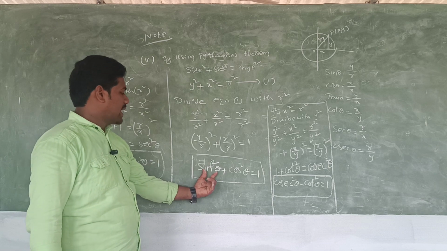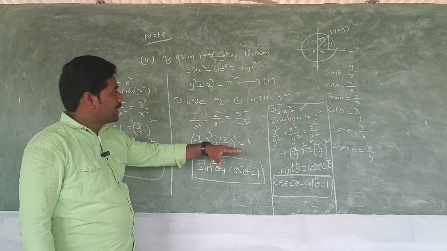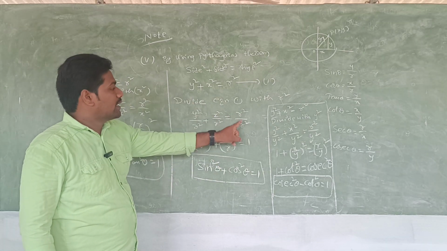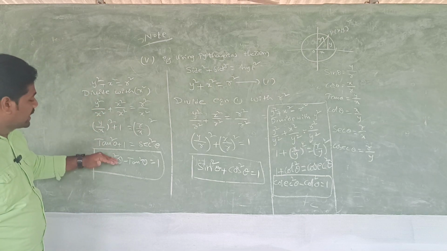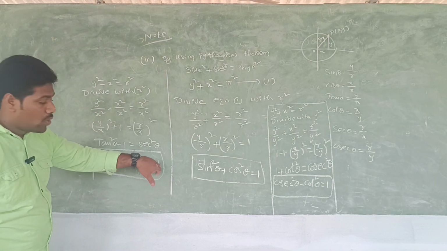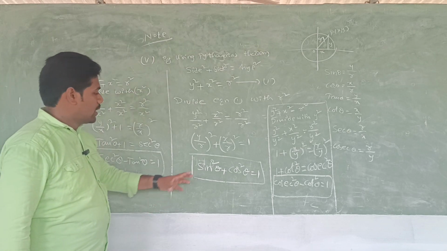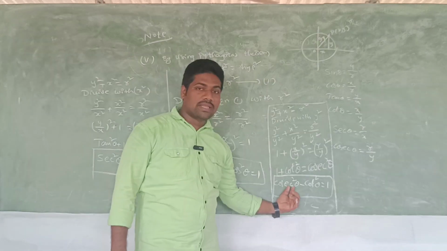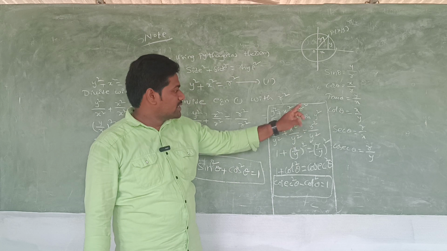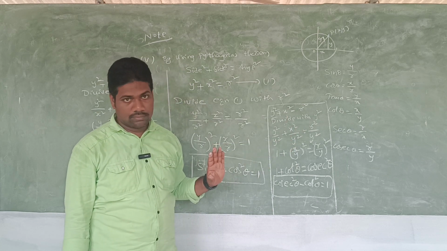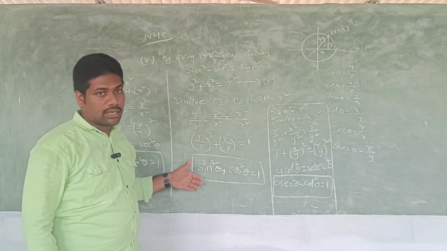The first identity is sin square theta plus cos square theta is equal to 1, which we get when we divide the equation with r square. The second identity is secant square theta minus tan square theta is equal to 1, when we divide the equation with x square. The third identity is cosecant square theta minus cot square theta equal to 1, when we divide the equation with y square. These are very important identities in trigonometry.